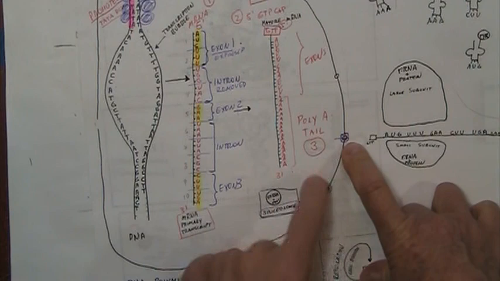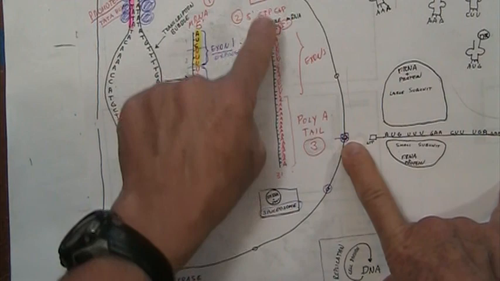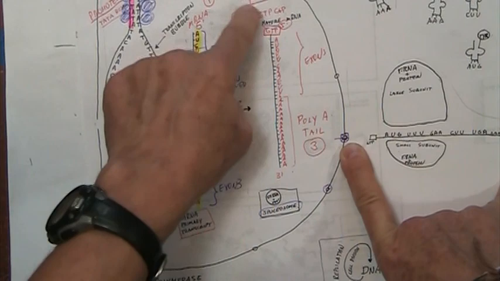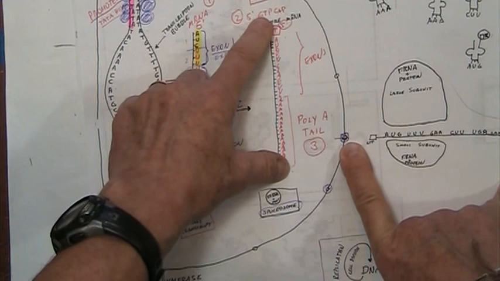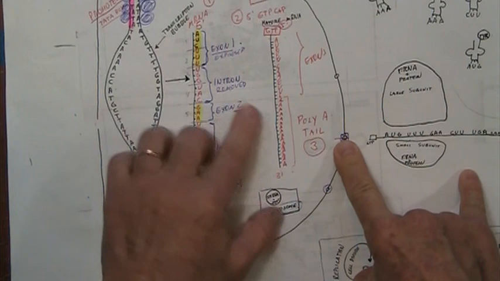So, for this messenger RNA to leave the nucleus, it has to have the GTP cap and it has to have the poly A tail. In addition to serving as protections against degradation by enzymes, these two additions are also two signals that tell the proteins in the nuclear pore, hey, I'm done, I'm complete, I can move out of here.